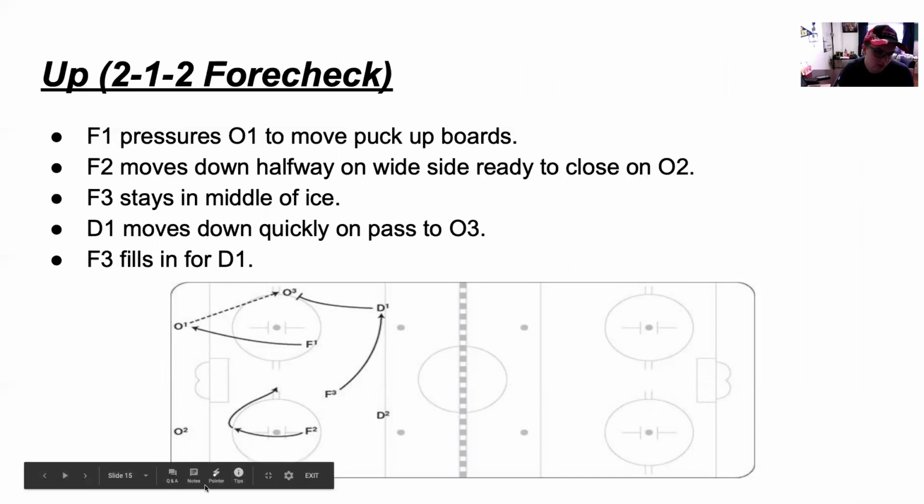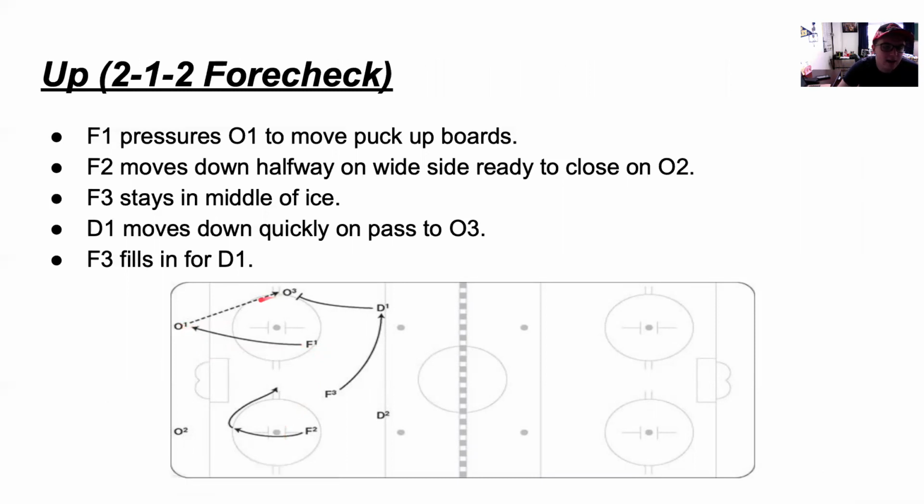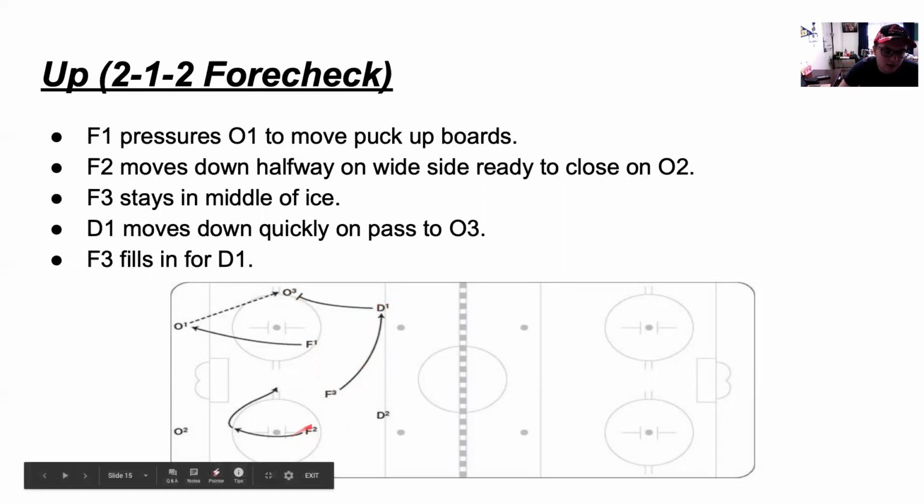So as we take a look, F1 is pressuring O1 to make that pass, okay? Then O1's going to make that pass. Then when the pass is being made, D1's got to come up and forecheck O3, and F3's got to come up and cover his or her position, and F2's going to come up and swing high in the high slot here.